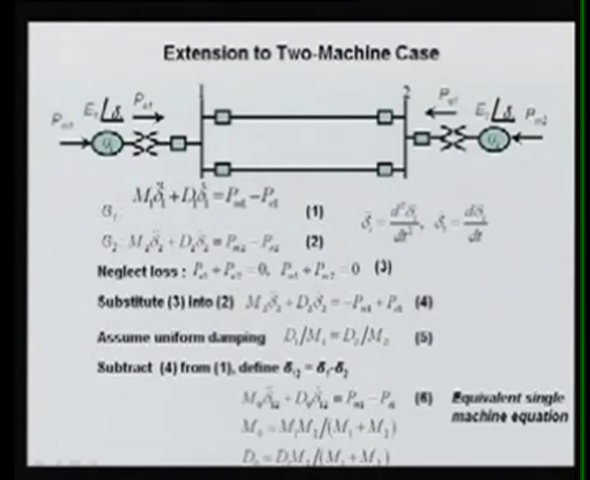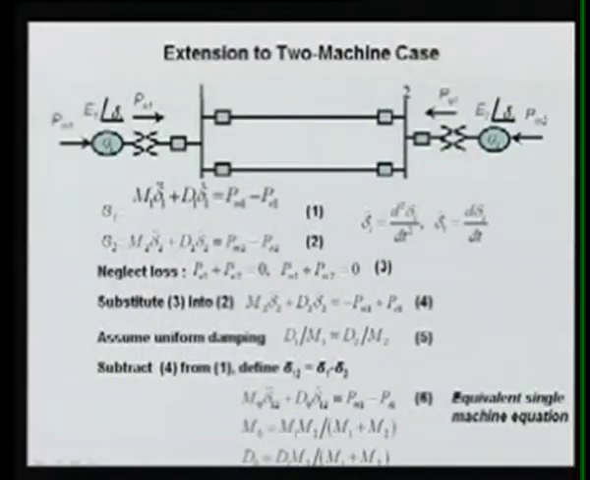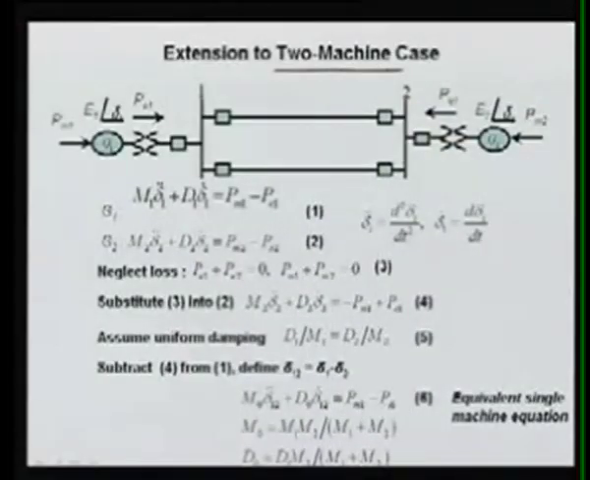Now the same theory can be extended and applied to the two machine case, in which these two machines have different inertia constants, and then we can add them and apply together. So in this case we want to apply the equal area criterion for the two machine case, which is a special case, and this two machine case can be represented by an equivalent single machine connected to an infinite bus.